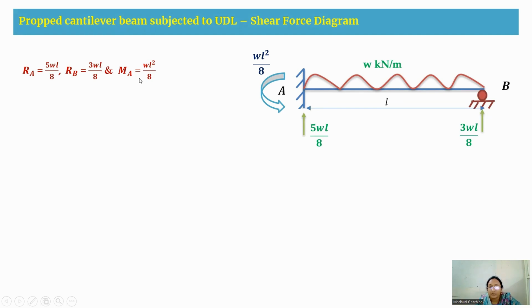After getting all this, we have to take a section and write the shear force equations. Now, I am taking a shear force section XX at a distance of X from the support B. So here I am considering the origin as B. Therefore, X is equal to 0 at B and X is equal to L at A.